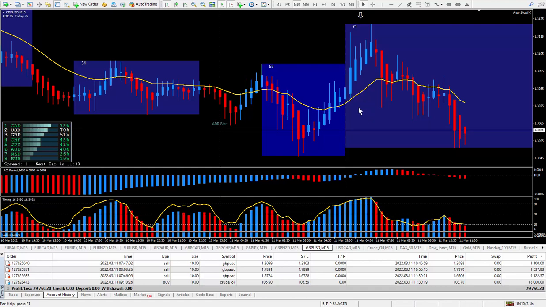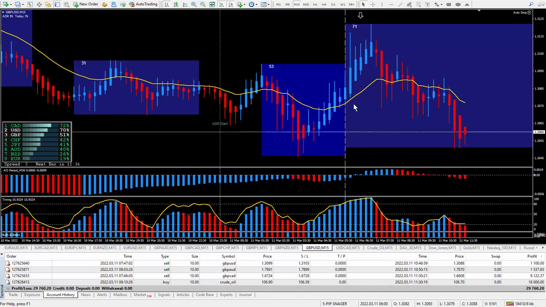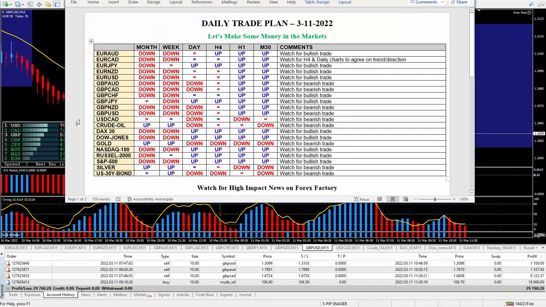Now at 6 o'clock in the morning, where this vertical line is, I'm in front of the computer putting together my daily trade plan. Remember, if you are not putting together a trade plan, that is probably a main reason why you are failing as a trader. Now we can take a look at this daily trade plan for today.